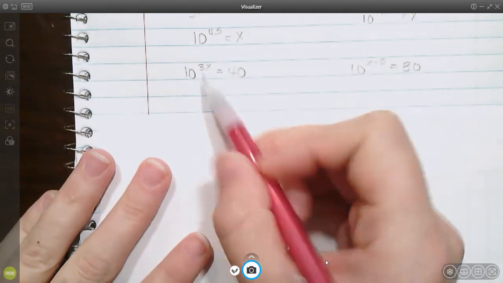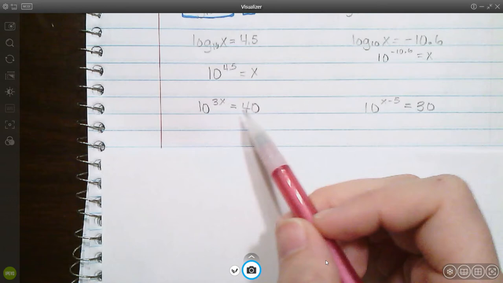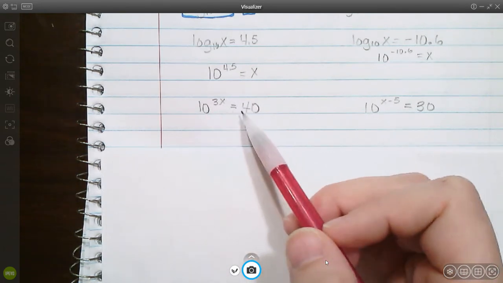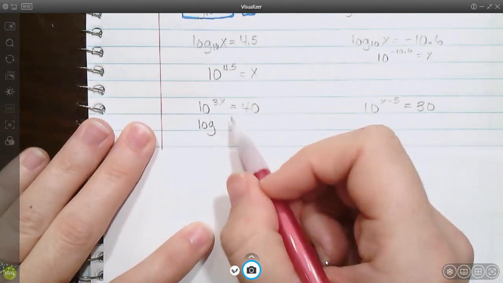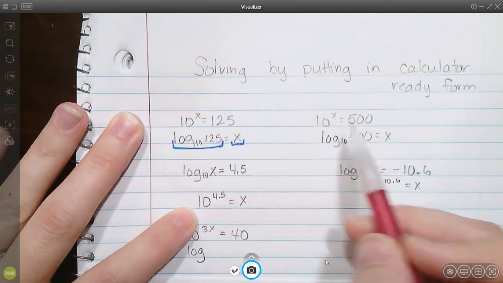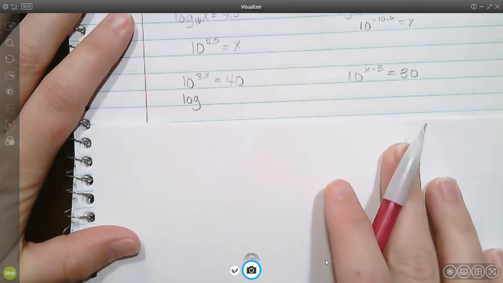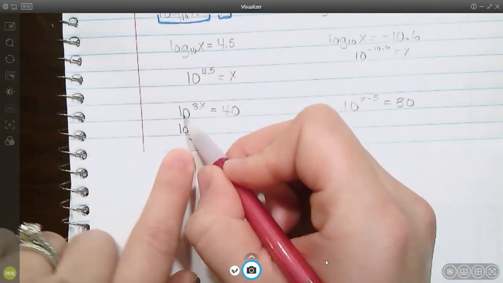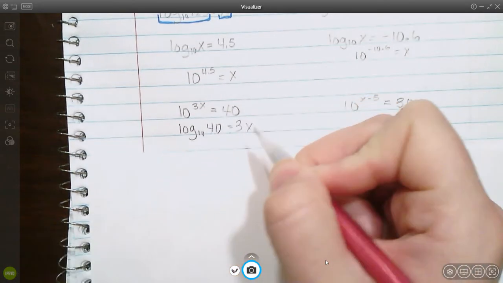So now we have, oh, that's hard to see, 10 to the 3x equals 40. We definitely don't know what this is off the top of our head, so we need to write it into log form. Let me back up for a minute. Anytime you're solving for an exponent, you want to put it into log form. Here you're solving for part of an exponent. So we have log base 10 of 40 equals 3x.